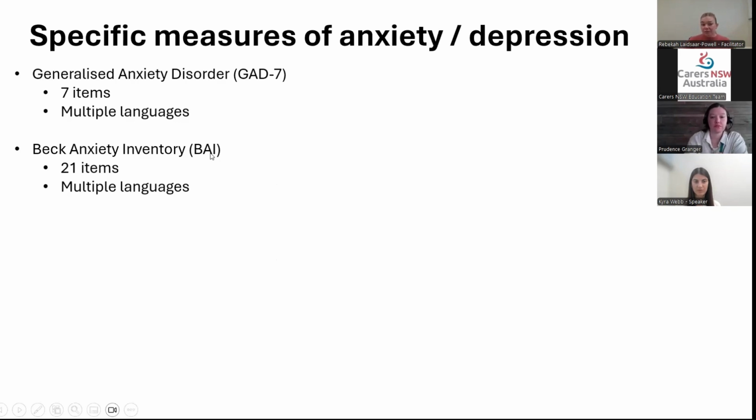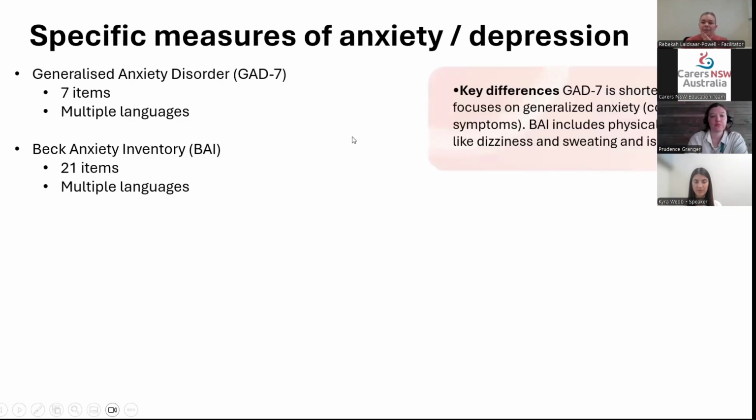Then we go to specific measures of anxiety or depression. So a couple of quite specific anxiety measures are the GAD-7 and the Beck Anxiety Inventory. Some key differences or considerations to think about here: the GAD-7 is obviously a lot shorter. It's 7 items and focuses predominantly on those cognitive symptoms of anxiety, whereas the Beck Anxiety Inventory includes a lot more of those physical symptoms of anxiety as well.